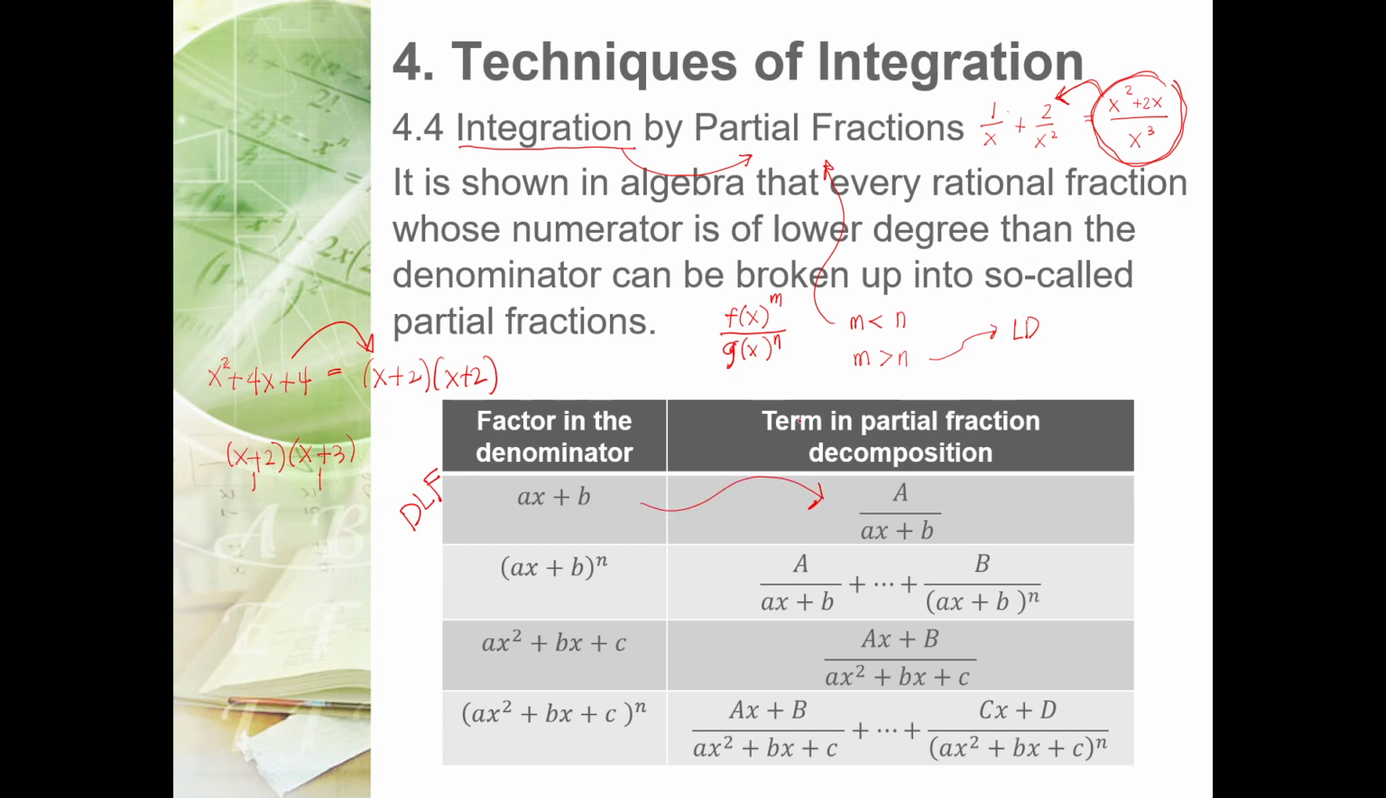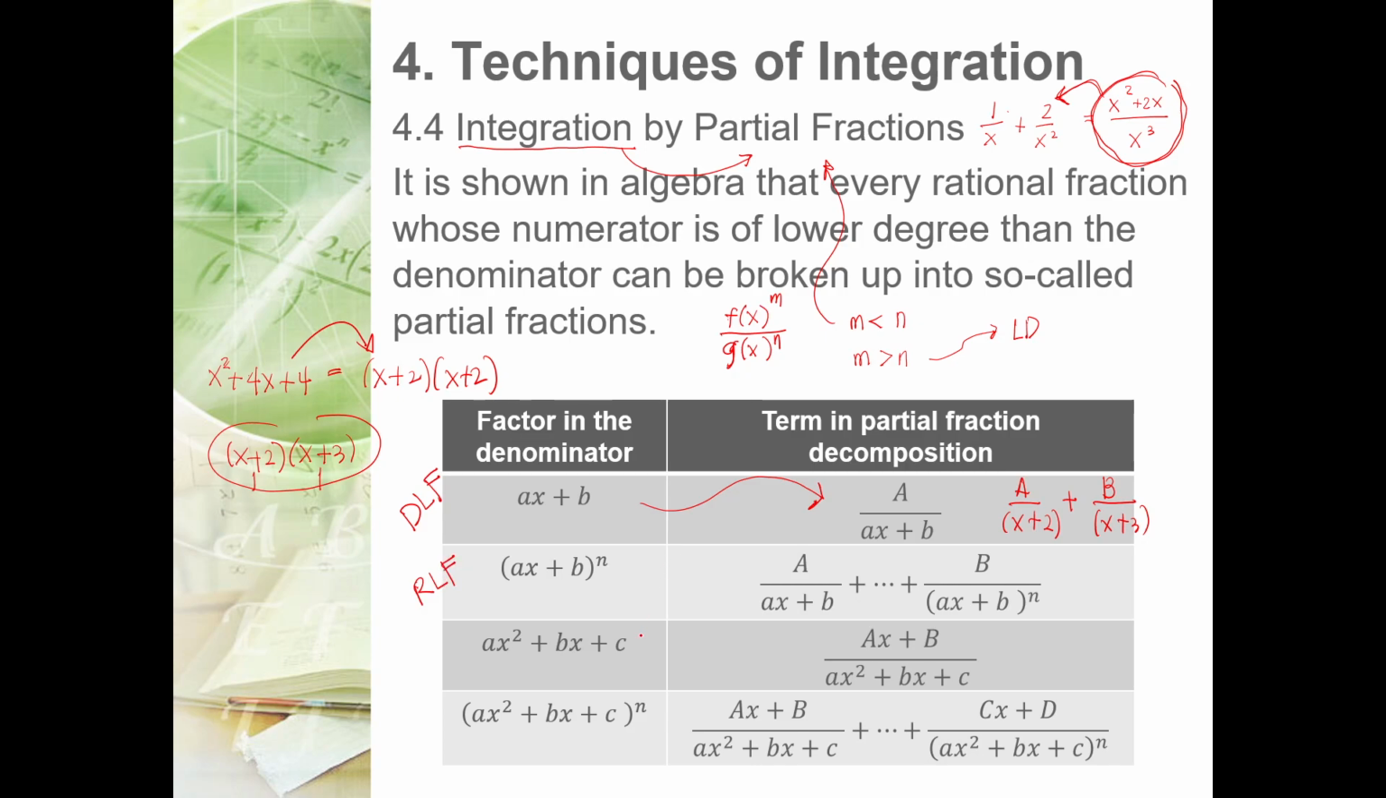If you have distinct linear factors, you're going to use this partial fraction decomposition. That would be the unknown A all over the specific linear factor that you have in your denominator. So in this example, you're going to have A over x plus 2, and then, since you have another linear factor, plus B all over x plus 3. So that should help your understanding of partial fraction decomposition.